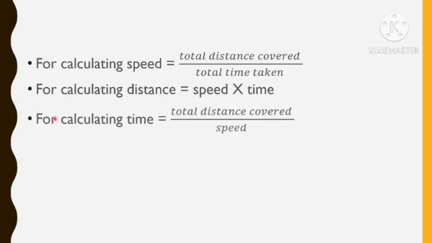Next, for calculating time, if distance and speed are given to you in the numerical question and time is not given, then you can calculate it by applying this particular formula. You don't have to remember all three formulas. These three formulas are derived from the one formula: speed equals total distance covered divided by total time taken. From this only you can find the speed and the time. For this, read the question properly, see what is given to you, and solve accordingly.